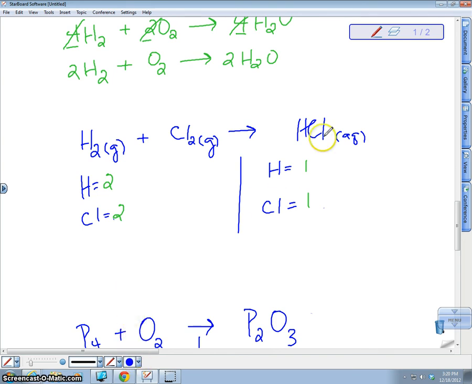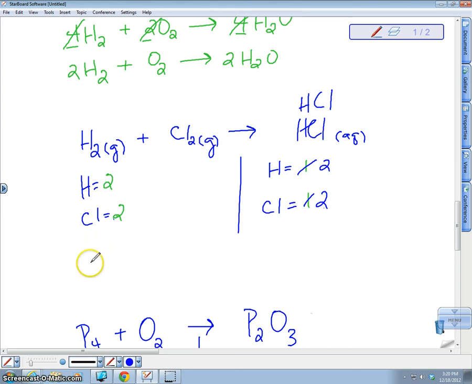So what I need to do is get enough hydrogens and chlorines on my product side that they do balance with my reactants. I can do this by adding another compound unit of HCl. That's hydrochloric acid. Right? So now I have 2 hydrogens and I have 2 chlorines. Now I balance.